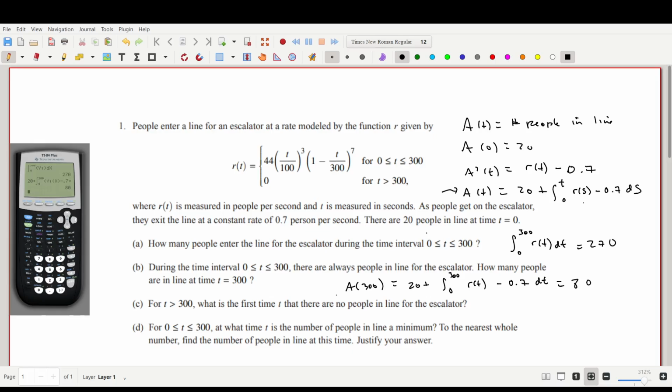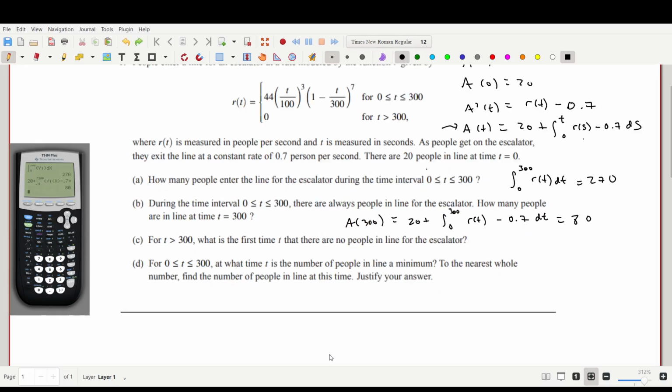All right, for t greater than 300, what is the first time? So after 300, r kind of turns off to 0. So what's the first time there's no people in line? Well, that would be when this 80 kind of depletes. So what's the way to think about it?